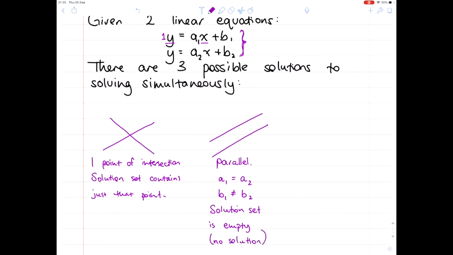And then finally, we can have the odd situation where, in fact, our lines lie on top of each other. So the lines are the same. And in this case, our solution set is an infinite set. And we have infinitely many solutions.